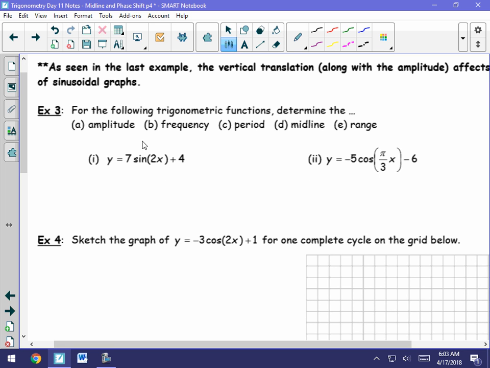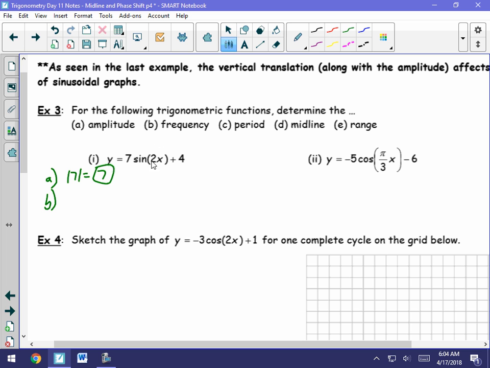Okay, so like we've seen before, now here they're just giving us a couple of functions, and they want us to go through and find all the important information. So we can work through there. So for Roman numeral 1, the 7 sine 2x plus 4. Right, so starting with the amplitude, that's the absolute value of whatever that coefficient is. So the absolute value of 7 would be 7 for the amplitude.